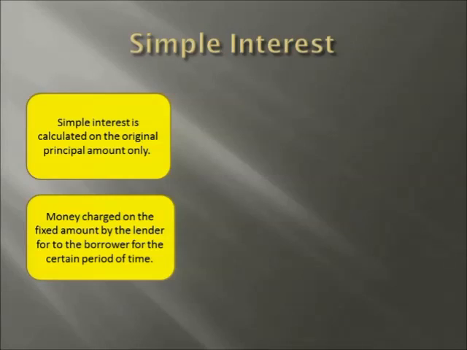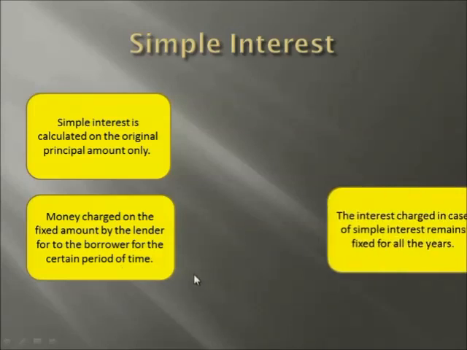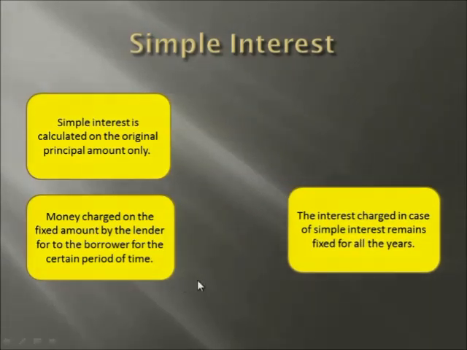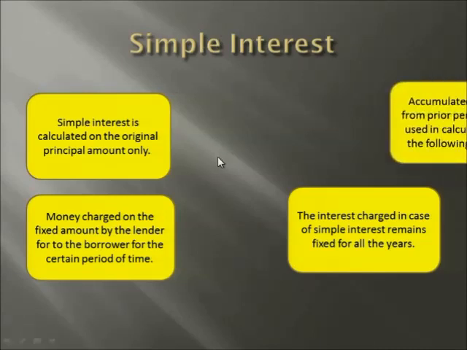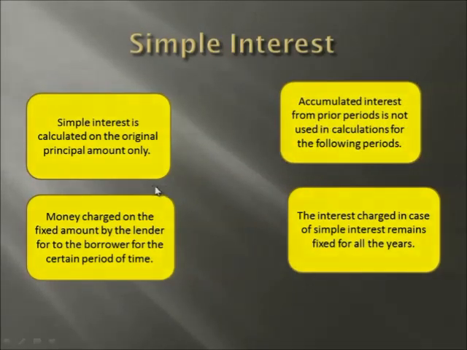Interest is the money charged on a fixed amount by the lender to the borrower for a certain period. If it's charged for 3 years on simple interest, it is only charged on the original amount. The interest charged in case of simple interest remains fixed for all the years. If the money is borrowed for a period of 3 years, the rate will remain fixed up until the end of that particular period. So that is how the interest is charged in terms of simple interest.